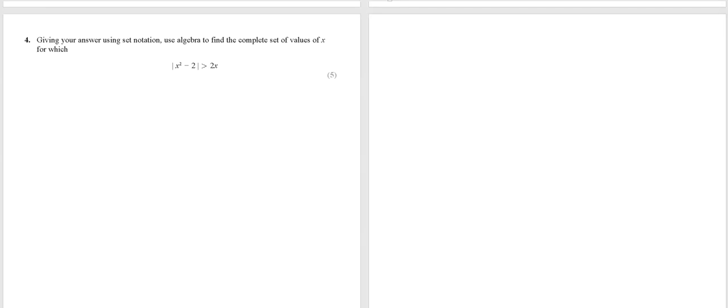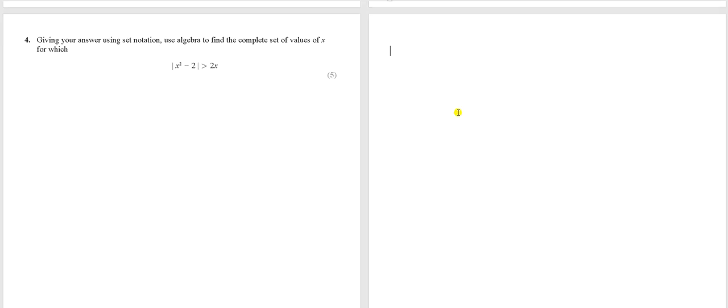This is Edexcel Further Maths, Further Pure 1 Specimen Paper, question 4. We've got a question here involving the modulus function and a quadratic. And we're asked to find the complete set of values of x for which this holds true.